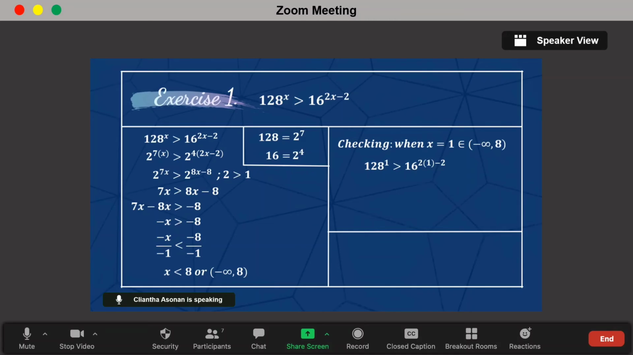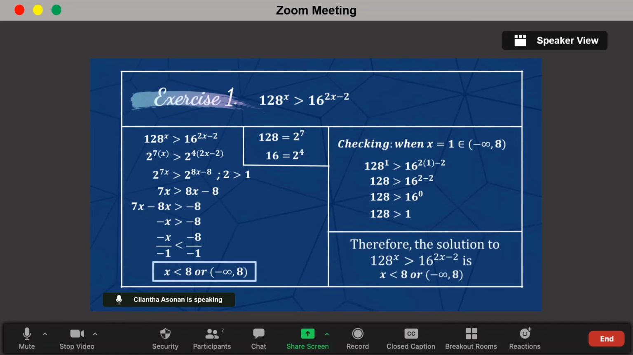So we have 128 raised to the power of 1 is greater than 16 raised to the power of 2 times 1 minus 2. So 128 raised to 1 remains as 128. 16 raised to the power of 2 times 1 minus 2 becomes 16 raised to 2 minus 2, which becomes 0. We all know that anything raised to the power of 0 becomes 1. So we end up with 128 is greater than 1, which is a true statement.